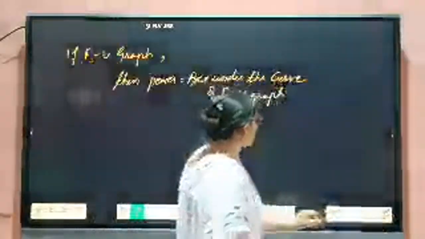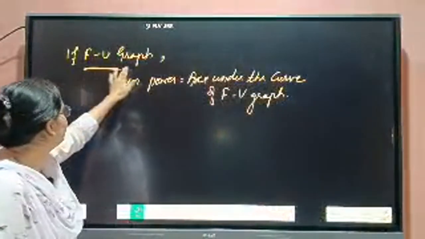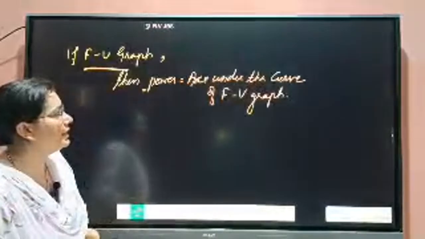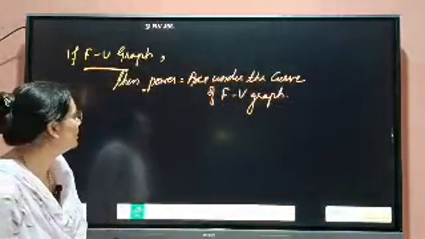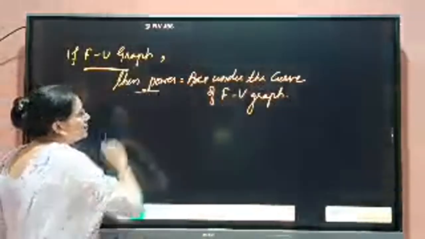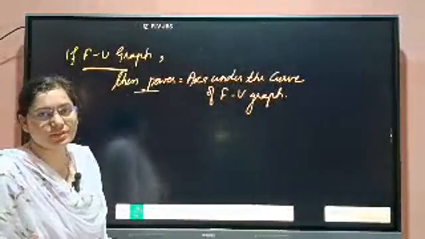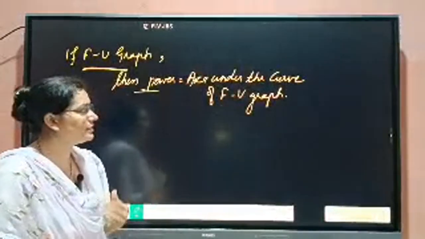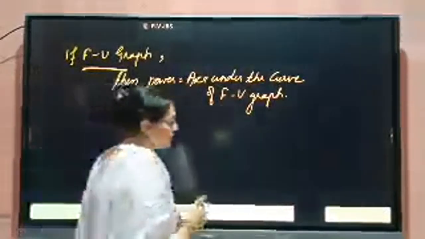Next, in an F-V graph, power can be written as the area under the curve of the force velocity graph. Clear? If a force velocity graph is given, what can we write for power? The area under the curve of the force velocity graph.